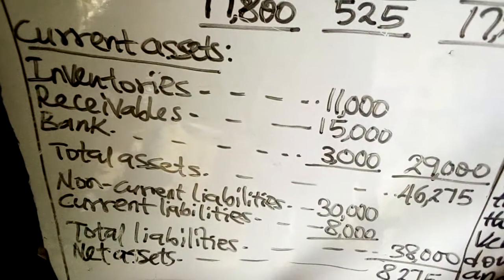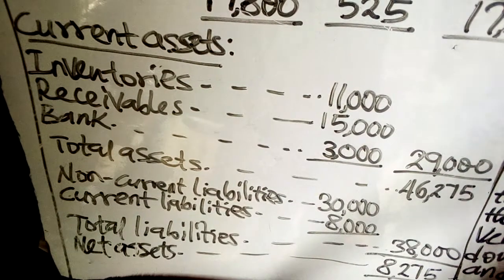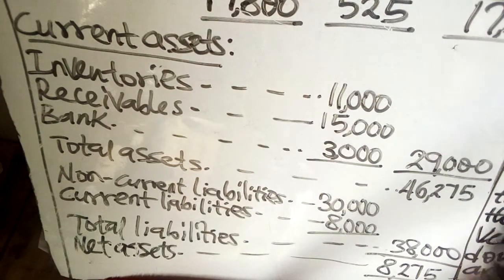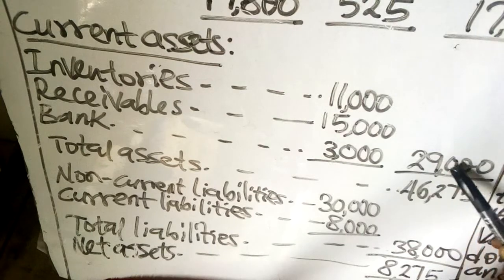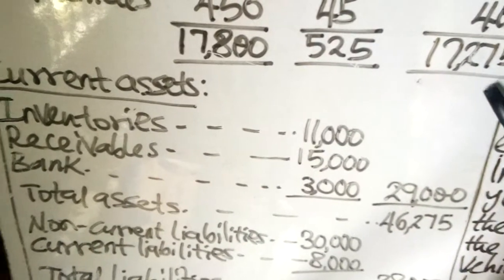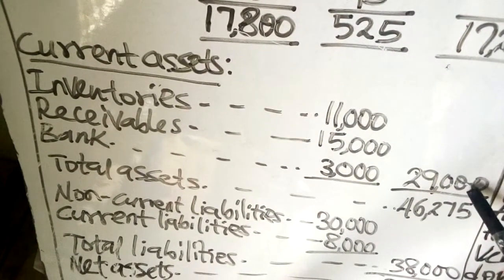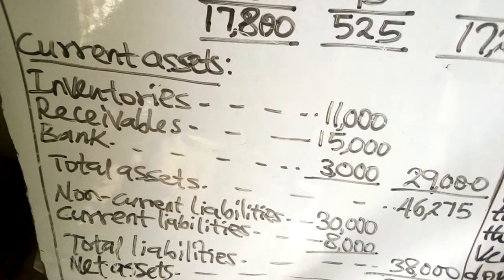The current assets include inventories of 11,000. Then we have receivables of 15,000. We have bank of 3,000. Current assets totaled 29,000. Then the total of non-current assets of 17,275 and the current assets of 29,000, giving us the total of all the assets of 46,275. Then we have non-current liabilities of 30,000 and current liabilities of 8,000.